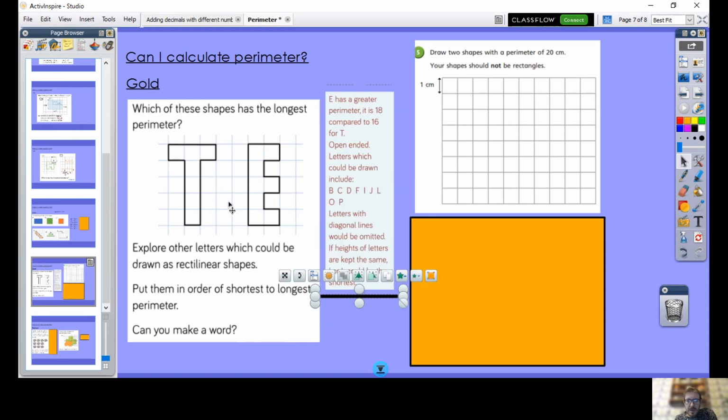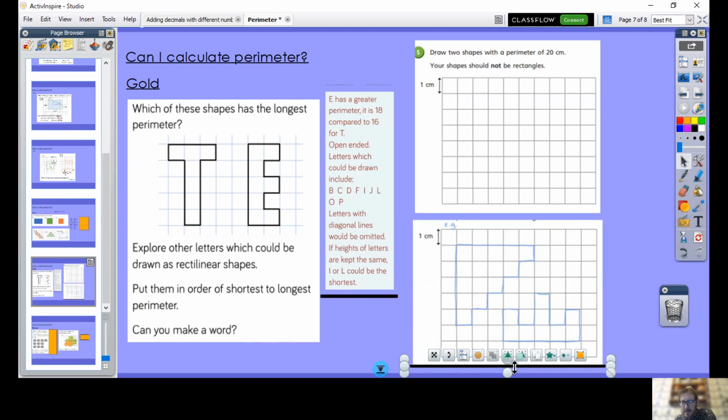Okay, so with these two, E has a greater perimeter, which is 18 compared to the 16 for the T, and then it could have been so many different letters that you might have chosen, and hopefully you're able to calculate the perimeter of those. And then with this one again, it was open-ended, so you could have had lots of different answers, but there's a couple of examples here. So there's a shape here, there's a shape here that you could have created. 2 shapes with a perimeter of 20 centimeters.